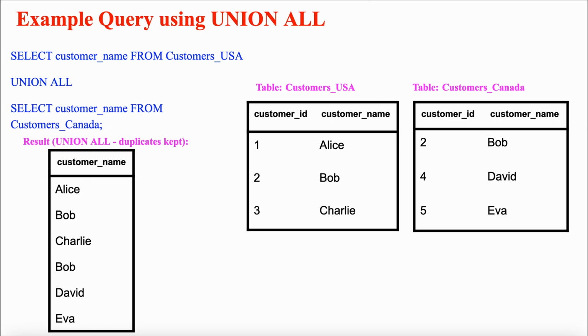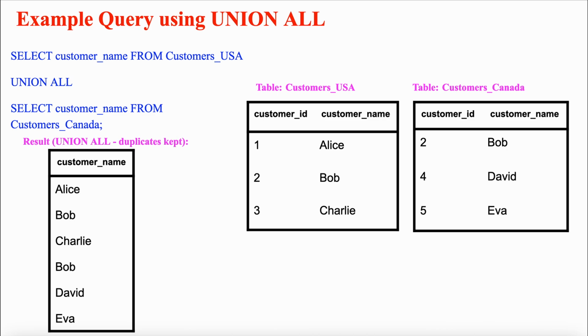Now, let's look at an example of union all in SQL. Here's the query. Just like before, we are selecting customer names from two tables, one from US and one from Canada, and combining the results. In the customer USA table, we have Alice, Bob, Charlie. In the Canada customers, we have Bob, David, and Eva. Notice Bob appears in both tables, so it's a duplicate.